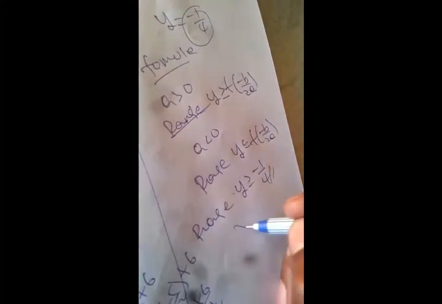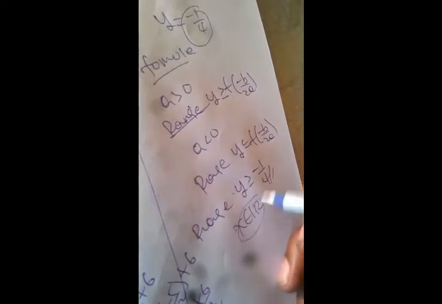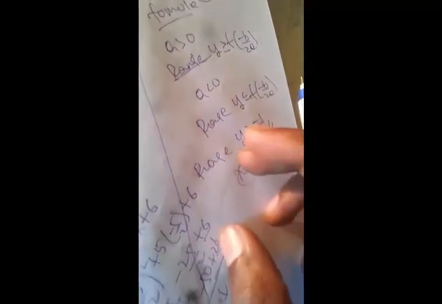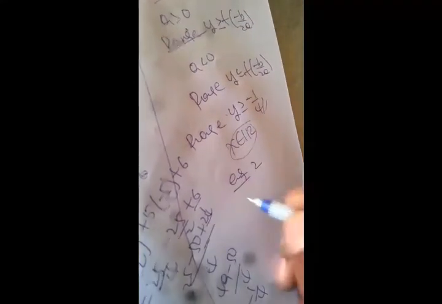And its domain is simple: real numbers. Why do we say real numbers? Because for any polynomial function, its domain is always the real numbers. So let's take example 2.